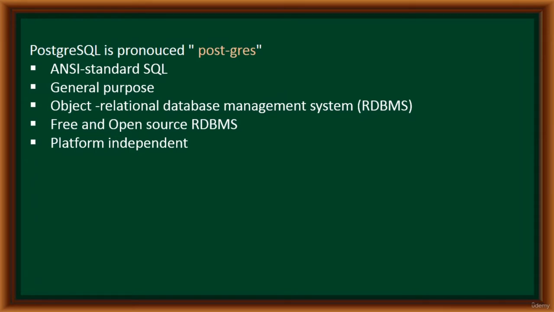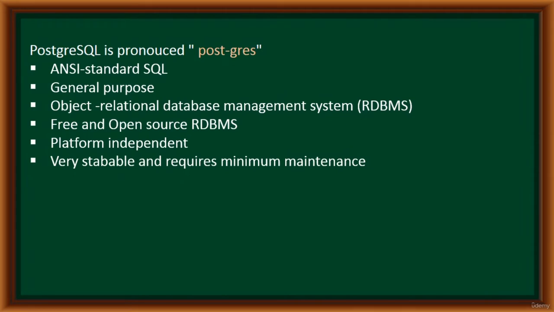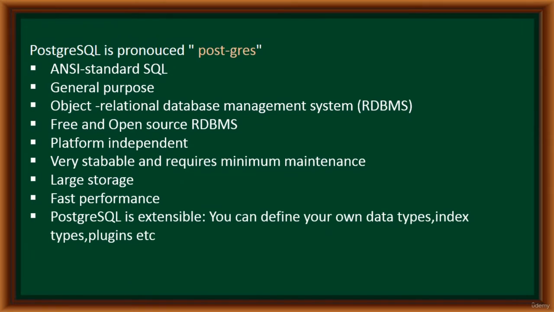It is stable and requires minimum maintenance. So most applications that use the Postgres database, you don't really need to spend a lot of time on maintenance because the database itself is quite stable. The database has large storage. It also has a good performance. It's fast. It is extensible. Basically, what that means is that you can define your own data types, index types. You can also create your own custom plugins. The support for Postgres is quite substantial. There is an active community that you can post questions to and also receive answers from.